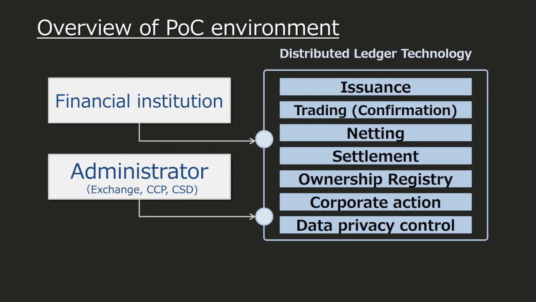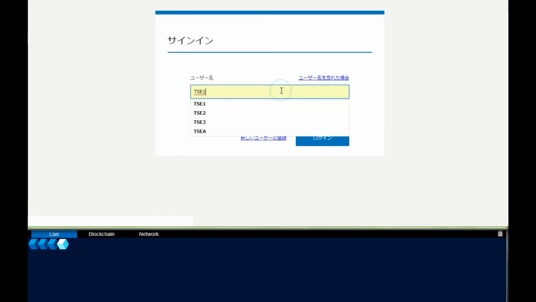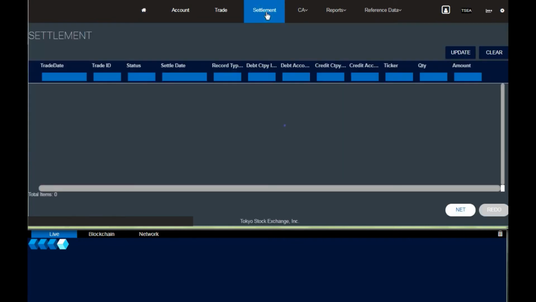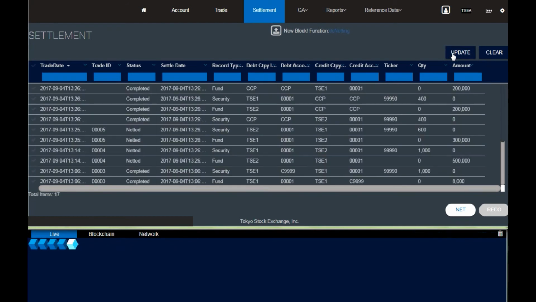Next, I will explain about clearing and settlement. Only the administrator can conduct securities settlement. Let's log in as an administrator. Administrators can view all the transactions and perform netting. By executing netting, multiple transactions were offset and became a transaction of 400 stocks. In addition, each time an administrator settles a payment, the funds and securities balance are checked. Here, the transaction was completed because the cash balance and securities outstanding were sufficient.